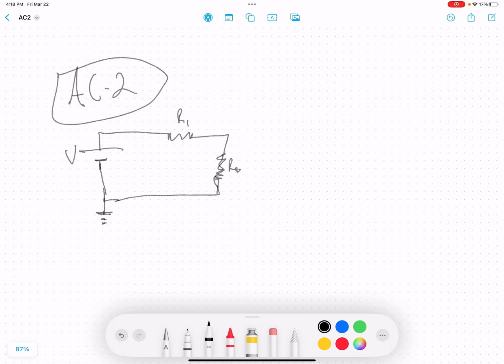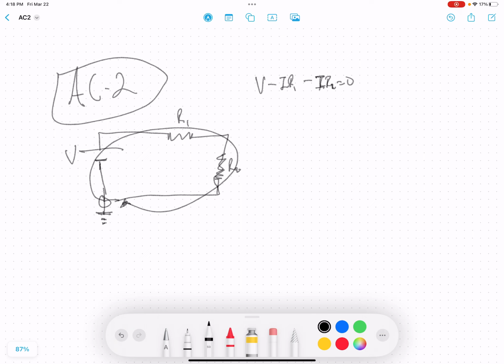Marvelous. I can apply Kirchhoff's law here. If I start at this corner, I can walk myself around the circuit this way, and I can say V minus IR1 minus IR2 equals 0, right? We've been doing these things. It's something that we understand and we know well.